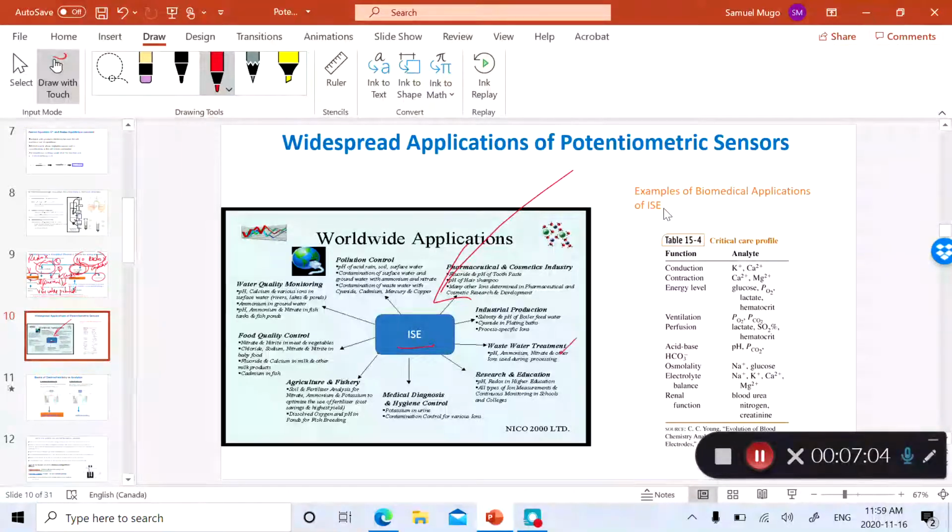So of course it can be used for many applications, such as pharmaceutical monitoring, pollution control, things like agriculture, medical devices.